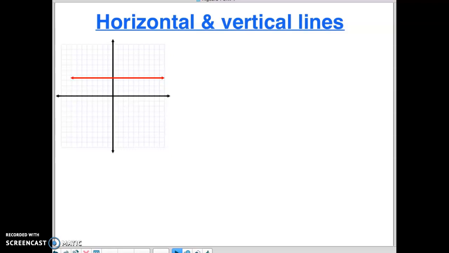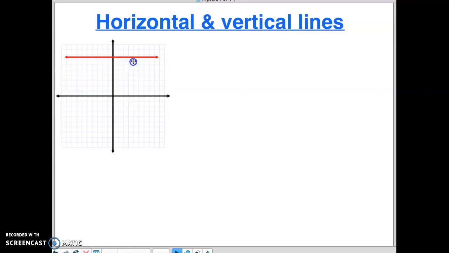Hey, intermediate algebra students. Today we're going through horizontal and vertical lines and the equations that go with them. So I have a horizontal line here, and I'm going to quickly demonstrate something.